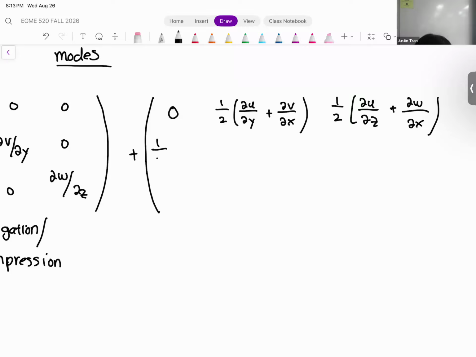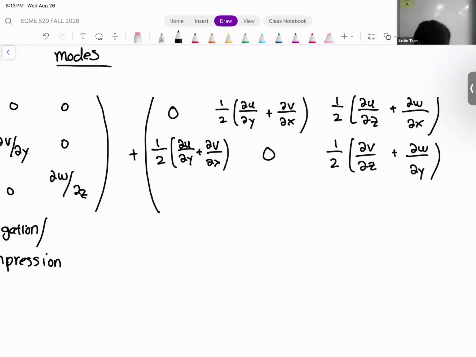Second row, we have 1/2 partial u partial y plus partial v partial x. You notice that the entry in the second row first column is equal to the first row second column. So this matrix is symmetric. The diagonal entry is still 0. And then the third entry on the second row is 1/2 partial v partial z plus partial w partial y.